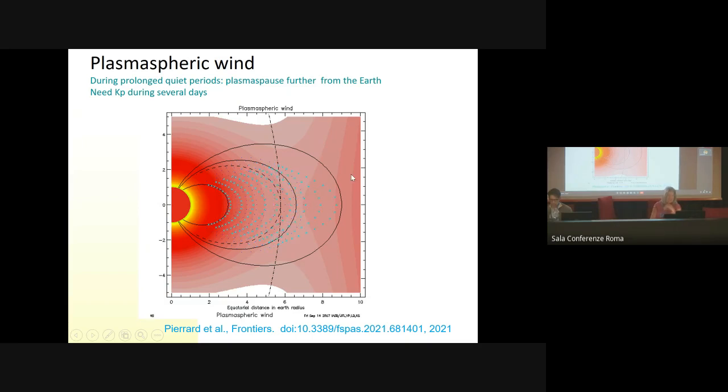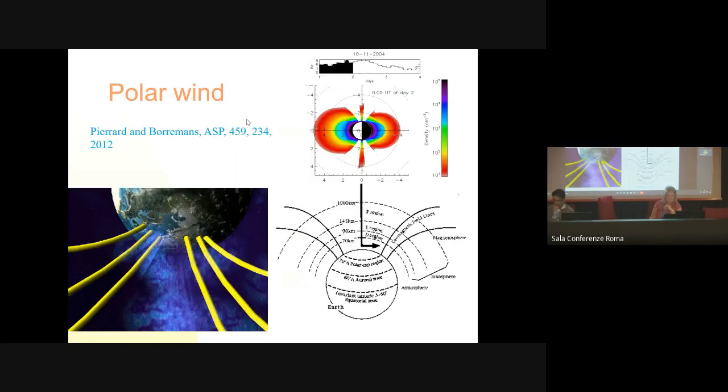Another mechanism that appears in the plasmasphere is the plasmaspheric wind. It happens only when you have very long quiet periods, and then the plasma pulse goes slightly further from the Earth. This is an expansion, and you can see the plasma pulse going further and further with time. This is called the plasmaspheric wind, which has been really observed by Cluster satellites, for instance.